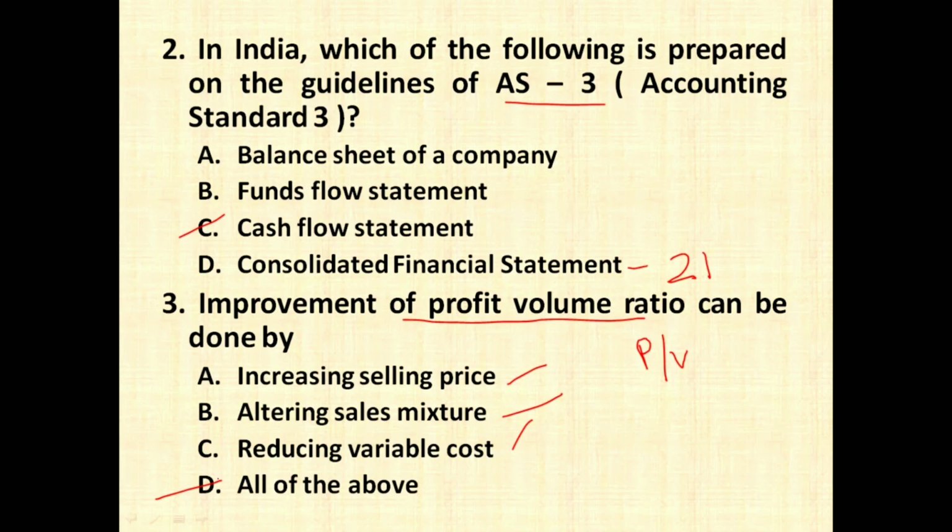So if you increase the selling price, variable cost will remain same, therefore contribution increases and PV ratio increases. Altering the sales mixture is also going to end up resulting in increase in PV ratio. And if you reduce the variable cost, your sales value is going to be same. Therefore, contribution will be same, but sales value decreases. So again, PV ratio increases.